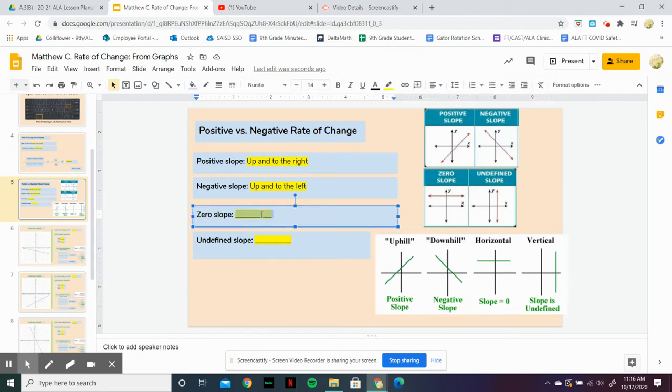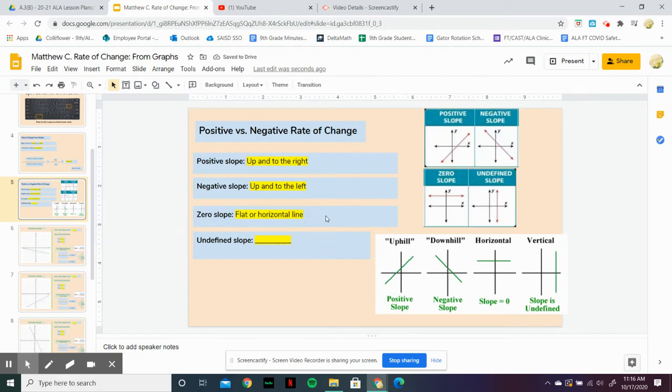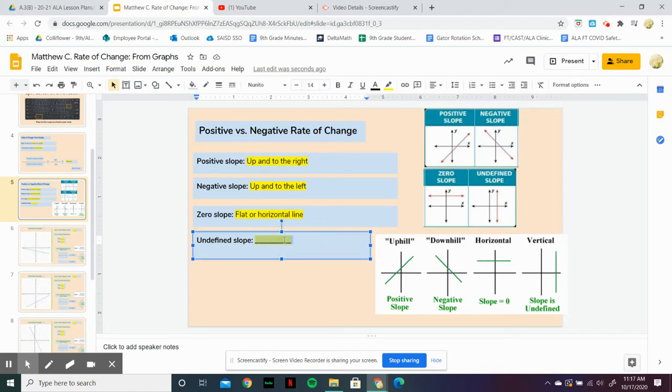Zero slope would mean that there is a flat or horizontal line. If you think about a flat parking lot, that parking lot has no slope versus a hill or a very steep road would have some kind of slope. So if you look at the picture here, a horizontal line has zero slope. It is flat. And an undefined slope means that there is a vertical line.